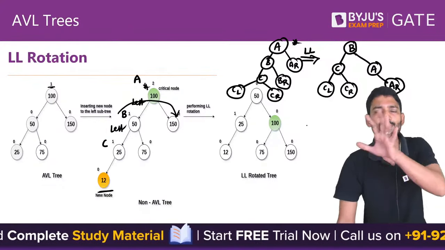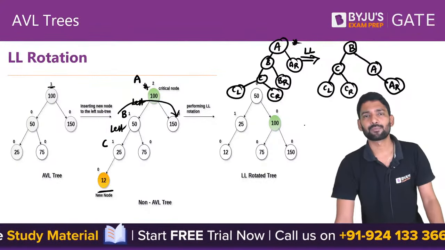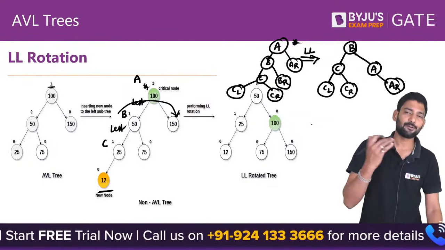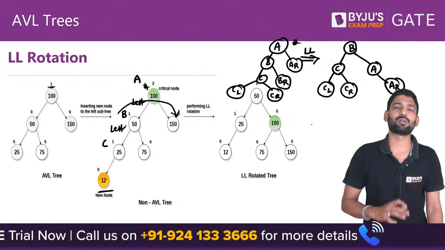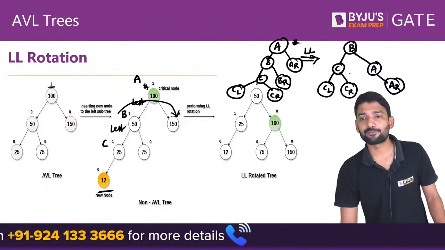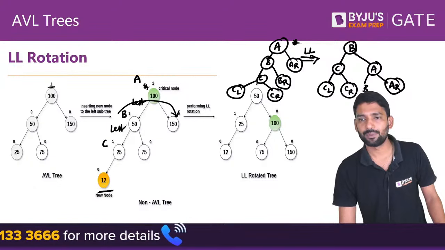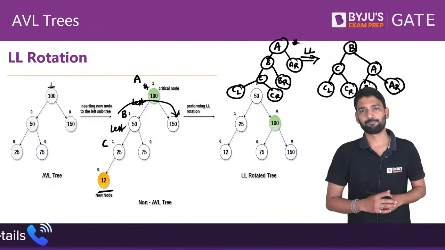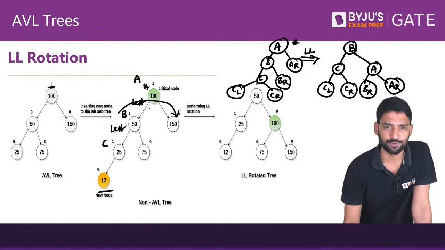But where do you insert this B right subtree? B right means it should be on the right side of B. So after rotation also it would be on the right side of B only, but as left child to A. So B right subtree would be on the left side of A. So that is what happened here, you see.